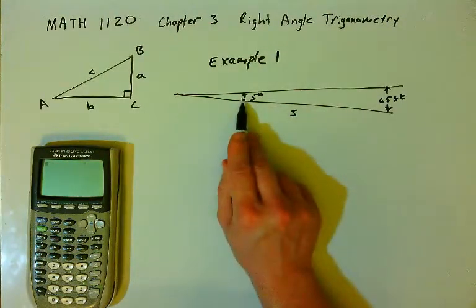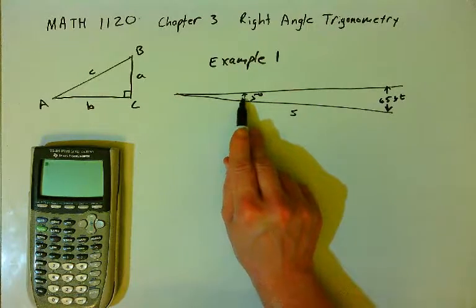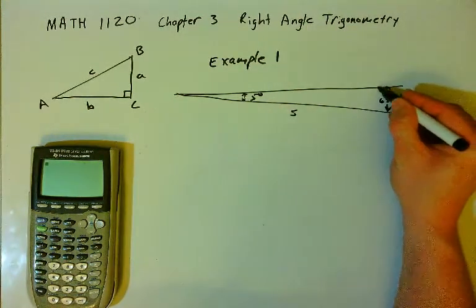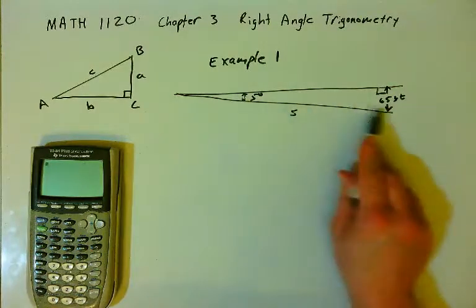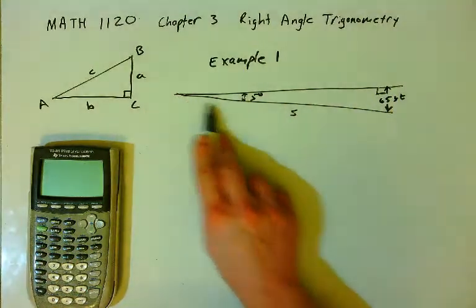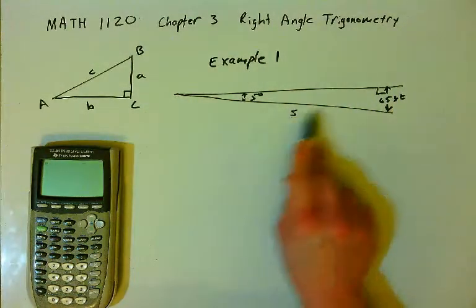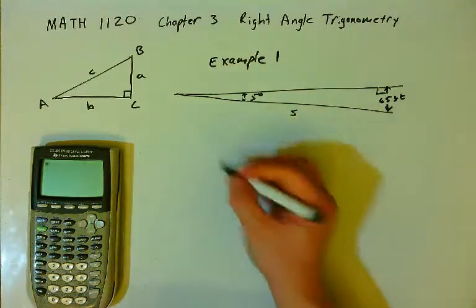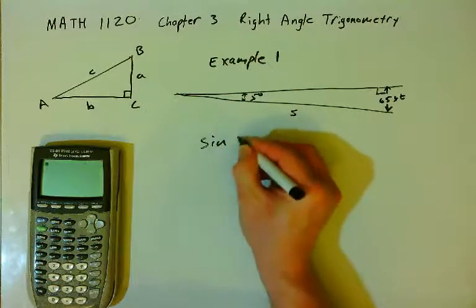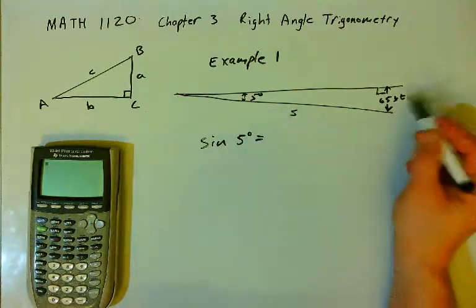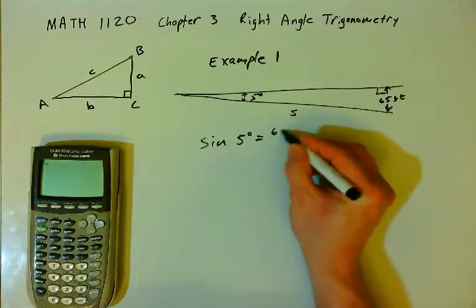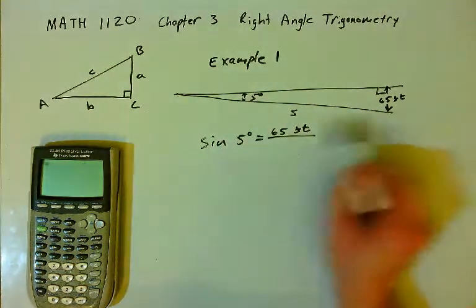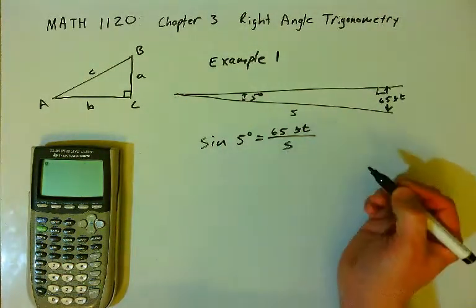And so looking at angle 5, we already know the length of the opposite side of this triangle, and this is a right triangle, by the way. We know the length of the side opposite, and the length of the shaft is going to be the hypotenuse, right? That's the side opposite of the 90-degree angle. And so that means that the sine of 5 degrees will be equal to the opposite side, which is 65 feet, divided by the hypotenuse, which is the length of the shaft, s.